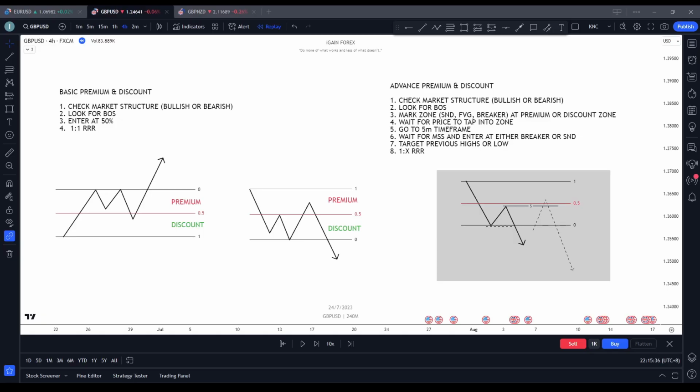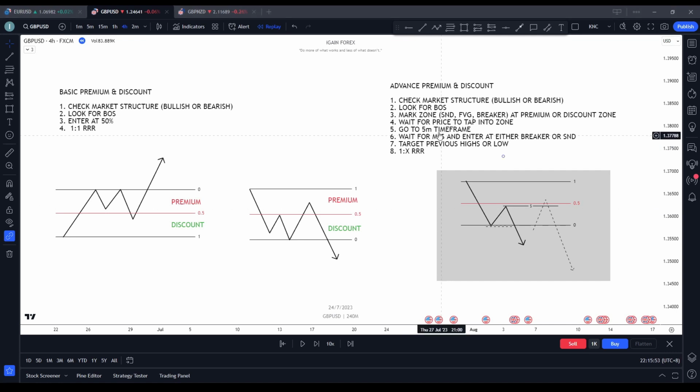Yo gainers, what's up? So we are now on our part 2 on our premium and discount topic. Today I'm going to teach you the advanced technique on how to swing trade using this premium and discount.